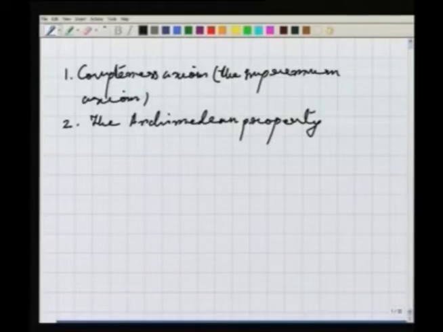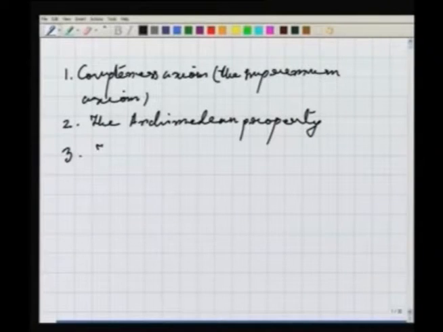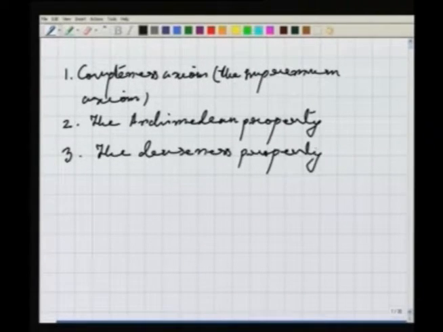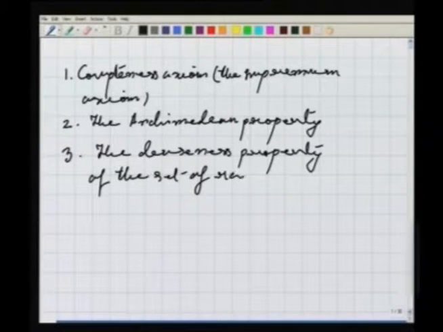Using this Archimedean property, we have proved that the set of rational numbers as well as the set of irrational numbers are actually dense in the whole real line. So, we will just write it as the denseness property of the set of rationals and irrationals.